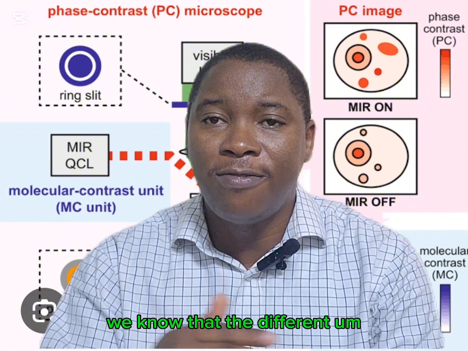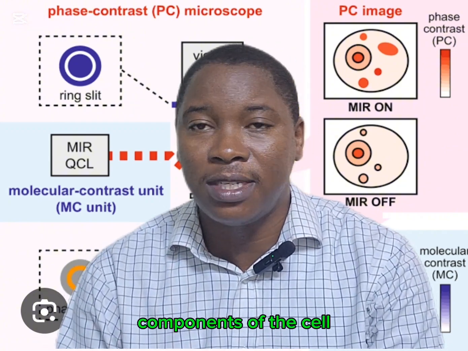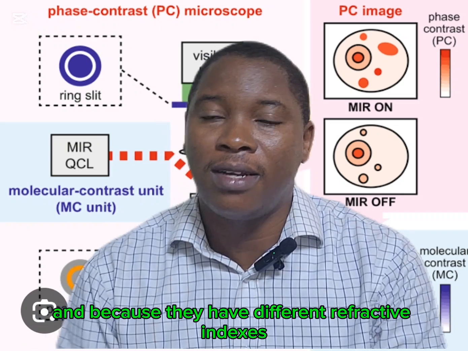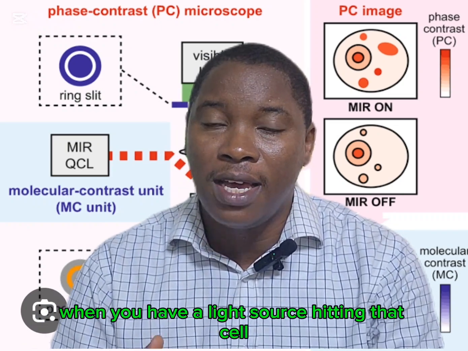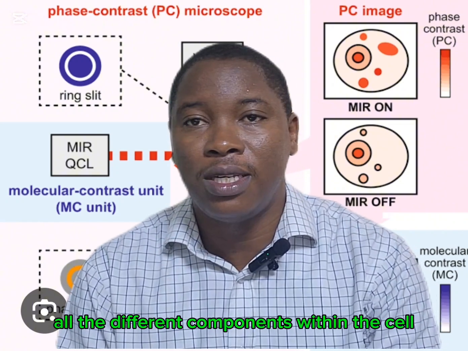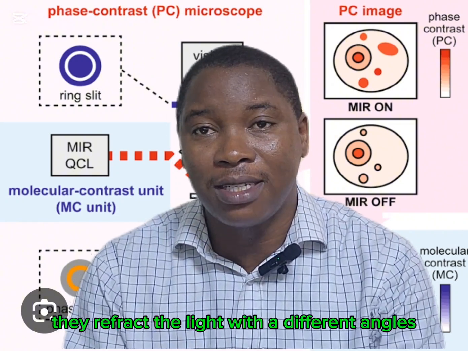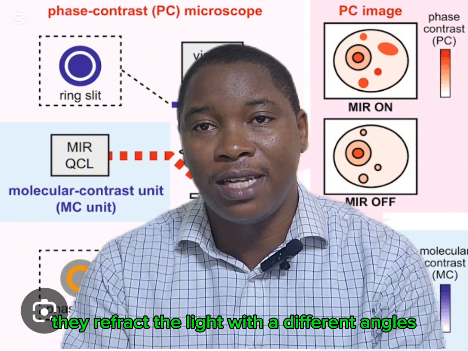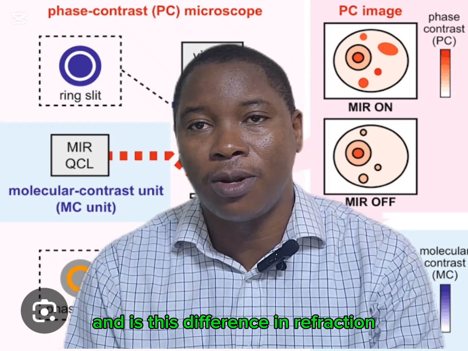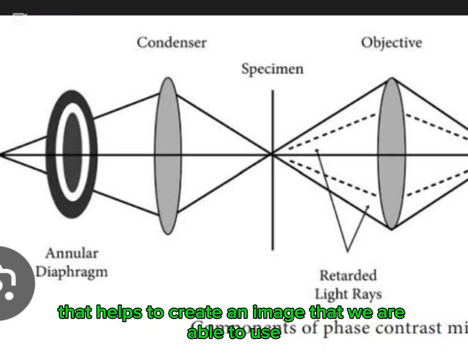We know that different components of the cell have different refractive indexes. And because they have different refractive indexes, when you have a light source hitting that cell, all the different components within the cell refract the light at different angles, in different ways. And it's this difference in refraction that helps to create an image that we are able to use to study.